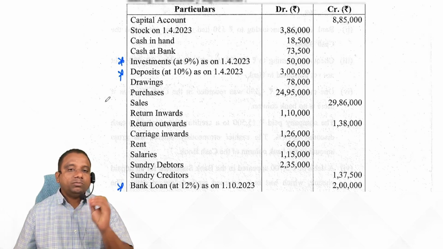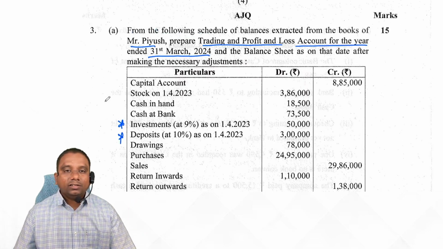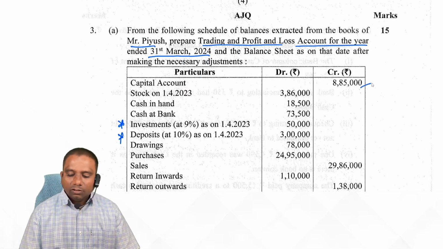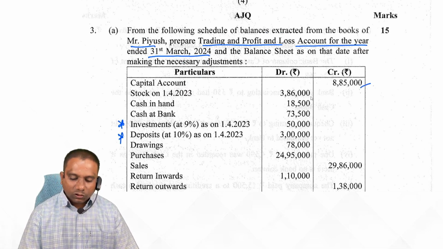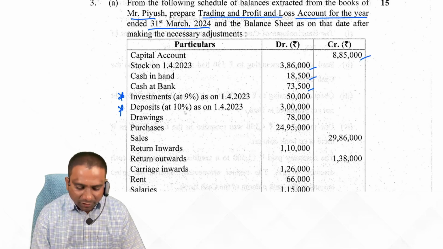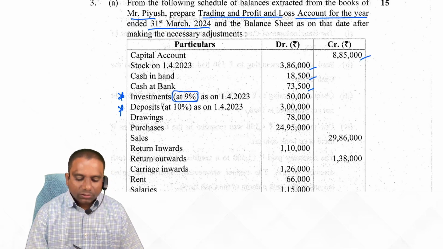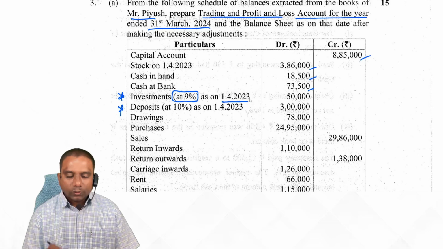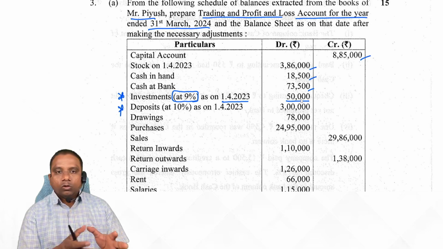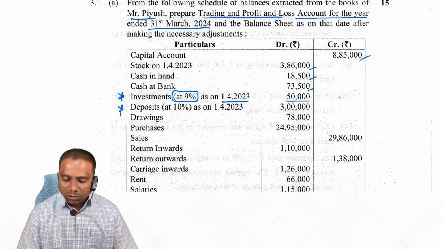Same type of problem we have in our practical question, students. Practical question. You can go and observe. Look at capital account, balance sheet, liability side. Stock, opening stock, trading account debit. Cash in hand, balance sheet. Cash at bank, balance sheet. Here observe investments at 9% as on 1/4/2023. Opening 50,000. From the opening we have investments now. So total interest receivable 4,500.